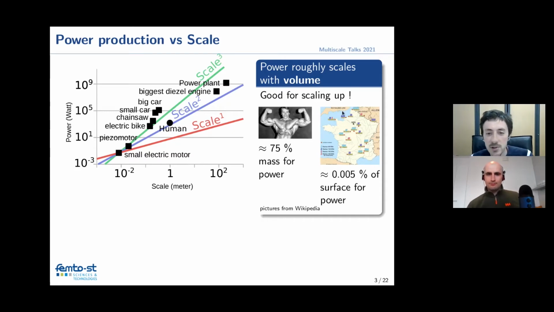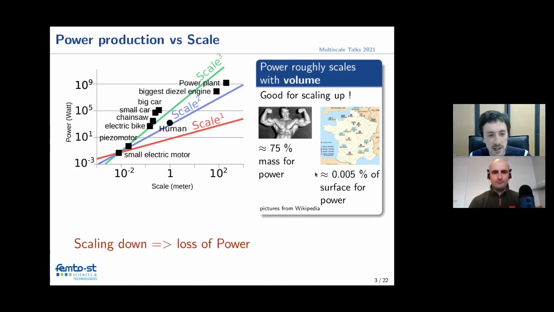But as we scale up, here as an example, I took the electric power generation in France, and it's only a part of the power need, but it's quite a significant part, and it's only 0.005% of the surface, which is good news, because if it was three quarters of the space, it would be awful to live anywhere, because everything would be occupied by power plants. So scaling up is really good for power generation, which means scaling down is really tricky, because now as we scale down, the volume we need dedicated to power generation becomes quite big.